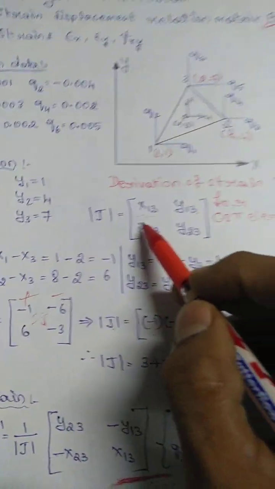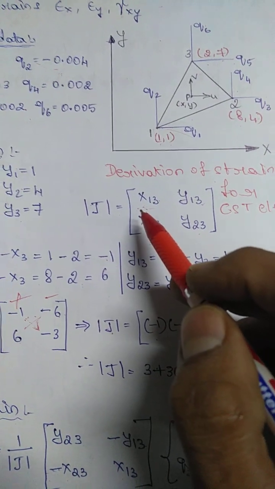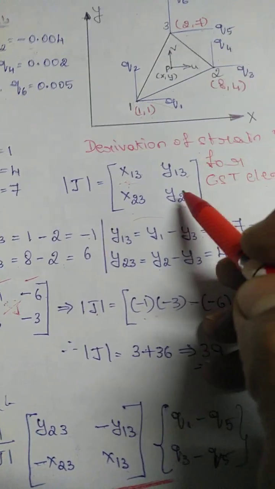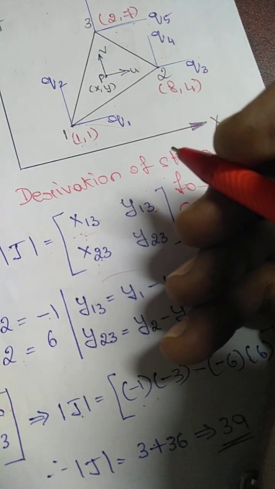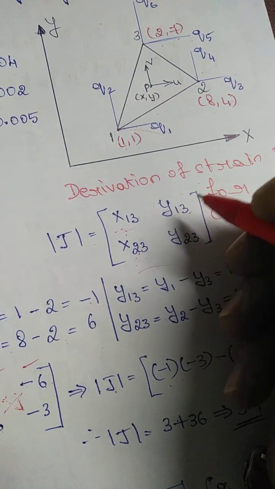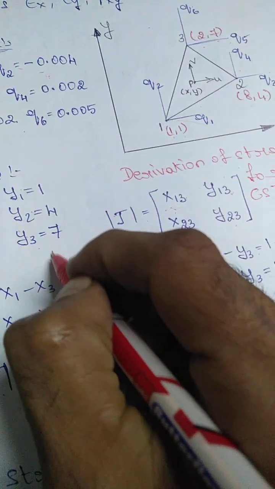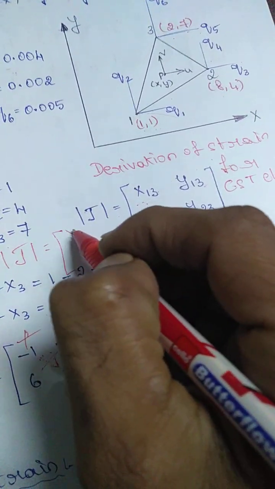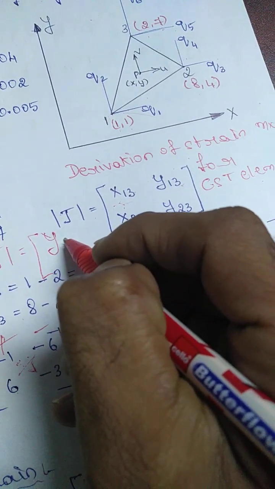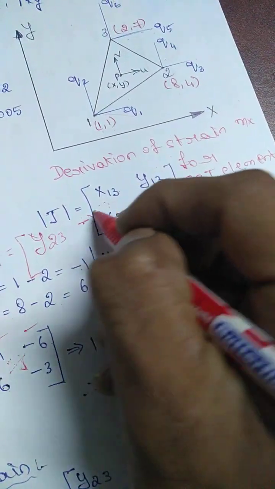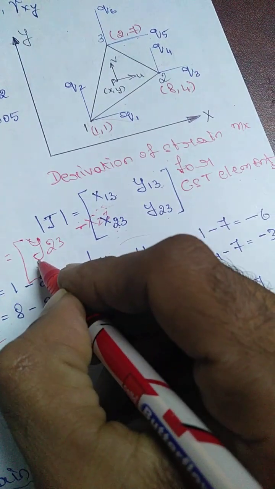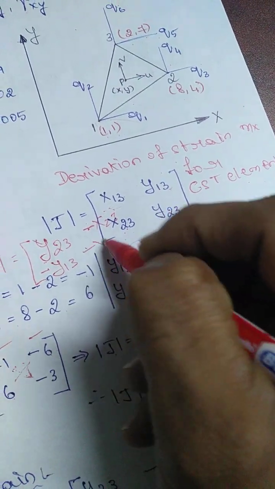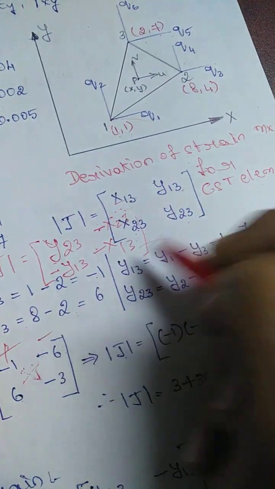So initially, the determinant of J, that is x13, y13, x23, y23, they have given. So the cofactor of this becomes J equal to y23, minus x23, minus y13, minus x13. This is the cofactor of this one.